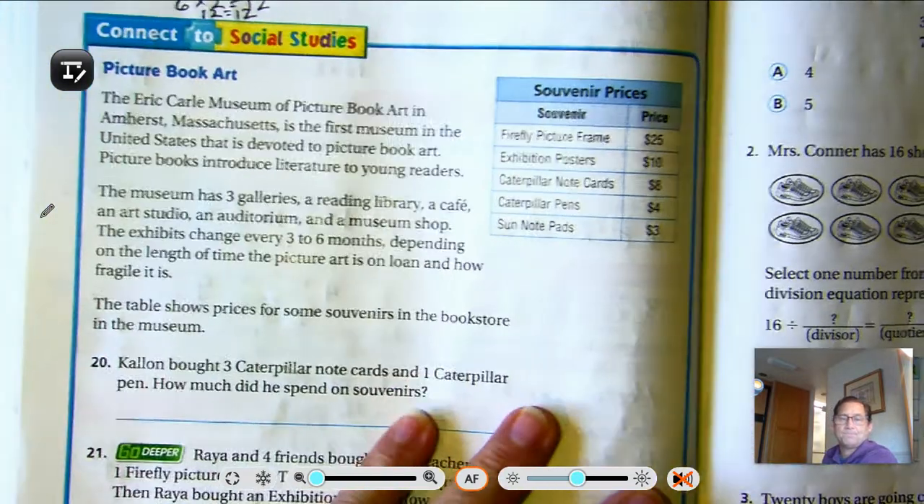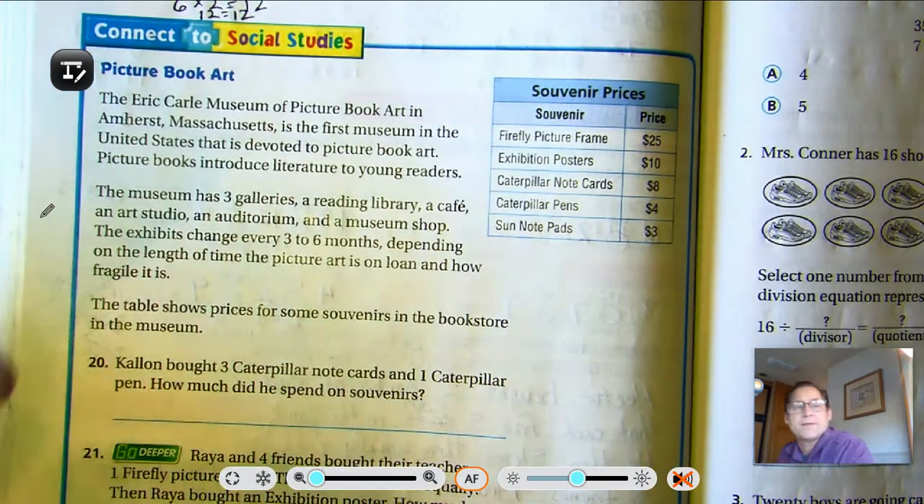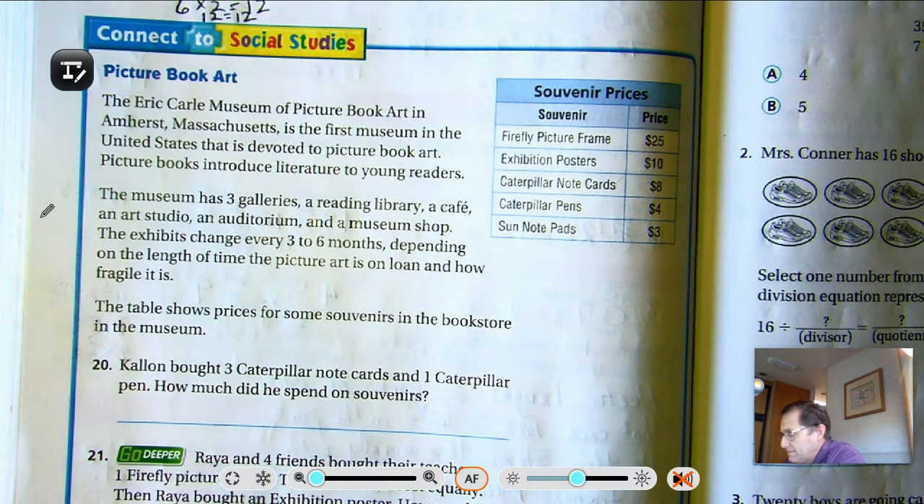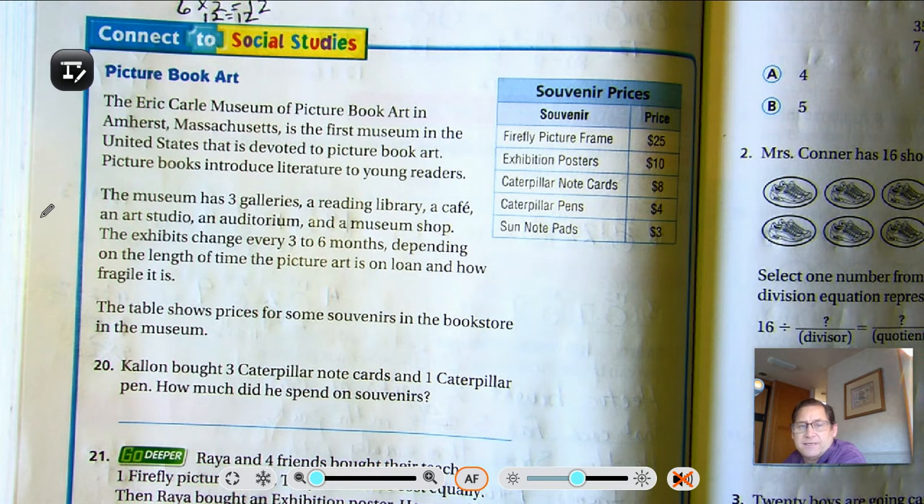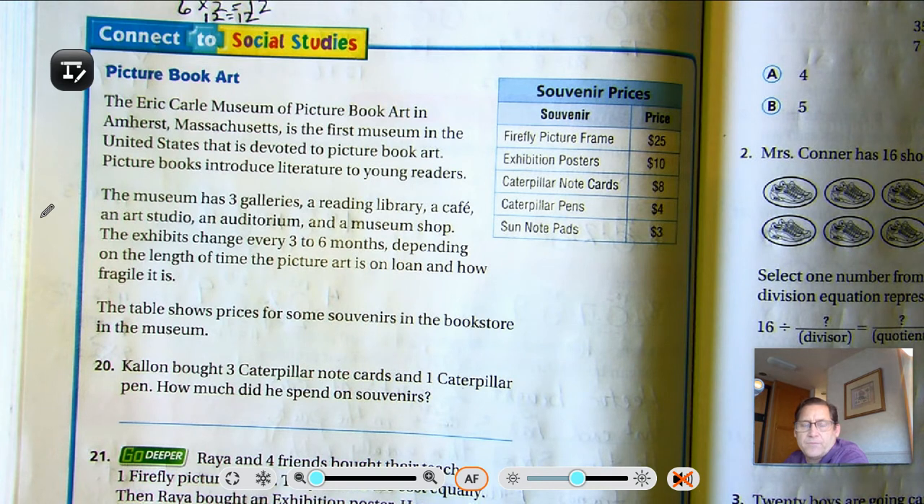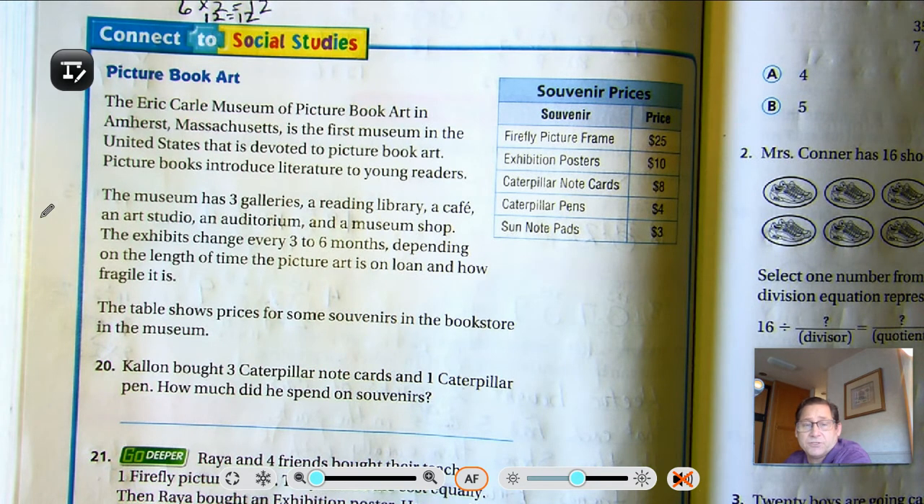All right. Connect to social studies. Okay. Picture book art. The Eric Carle Museum of Picture Book Art in Amherst, Massachusetts, is the first museum in the United States that is devoted to picture book art. Picture books introduce literature to young readers. The museum has 3 galleries, a reading library, a cafe, an art studio, an auditorium, and a museum shop. The exhibits change every 3 to 6 months, depending on the length of time the picture art is on loan and how fragile it is.